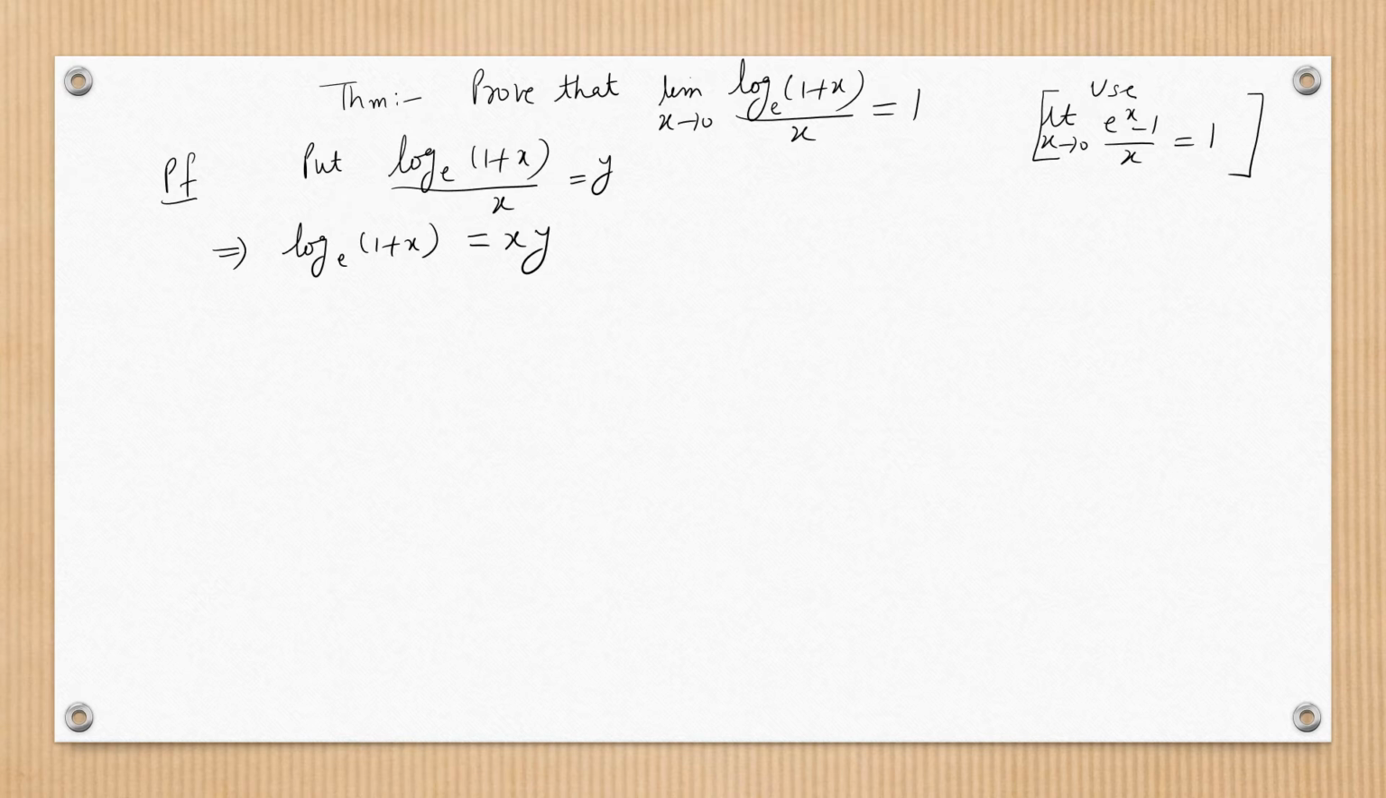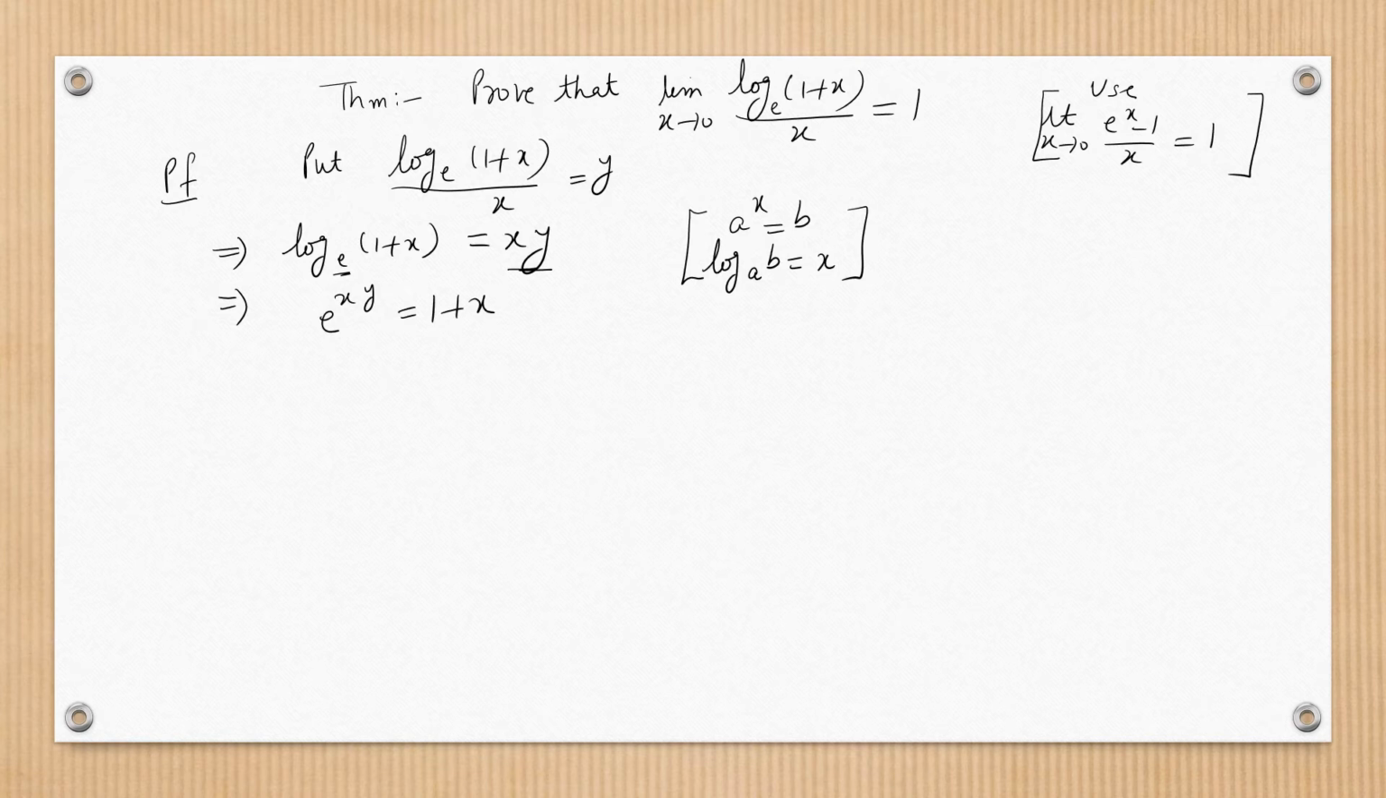Now the property of log, what does it say? a raised to power x is equal to b means log to the base a of b is equal to x. So in that way, log to the base e of (1 plus x) is equal to xy. How will it happen? It means that e raised to power xy is equal to 1 plus x, isn't it? So it will reduce like this.